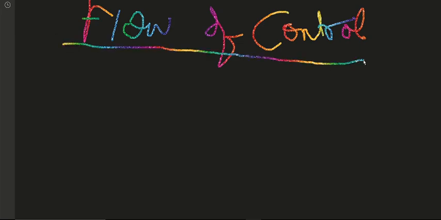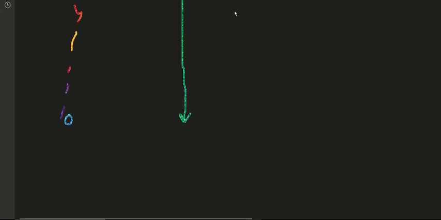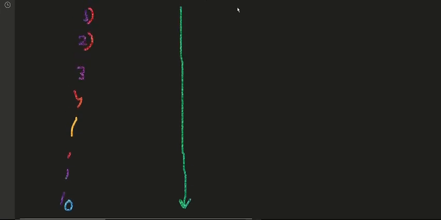See, the program executes in a fashion like this. Suppose this is line number one written, then line number two, three, four, and like this, 10 lines are there. So the program flows from first line to last line. Okay, all right. So this is normal flow. But what if we want to control our flow? Sometimes some conditions occur.